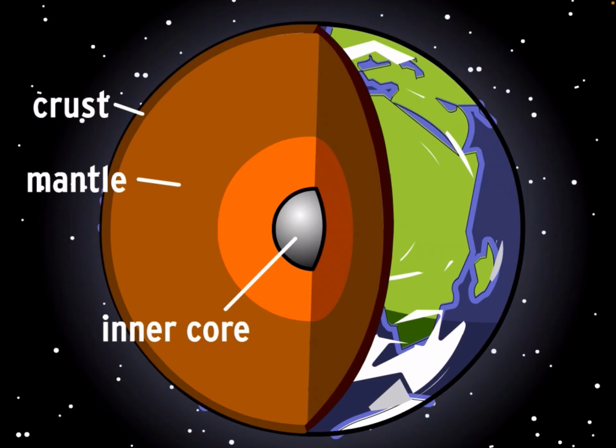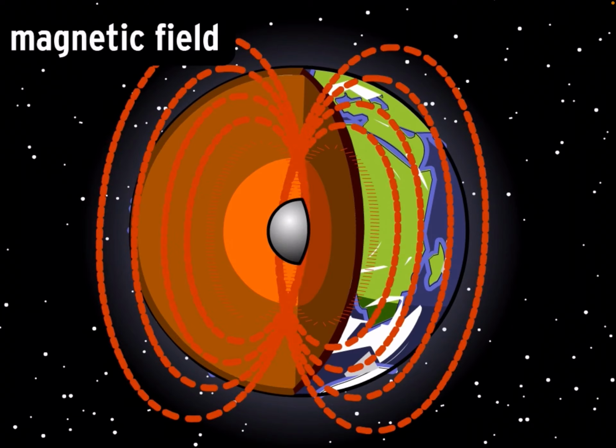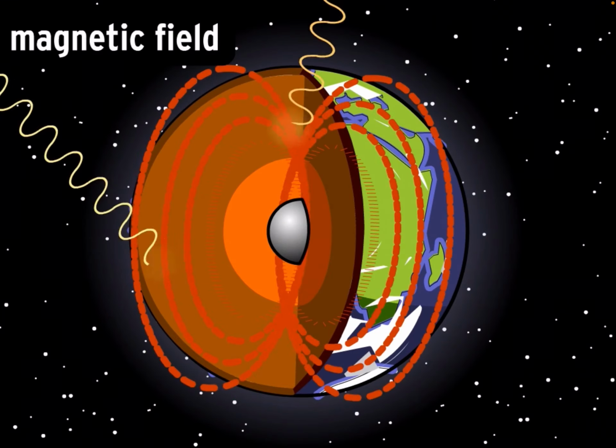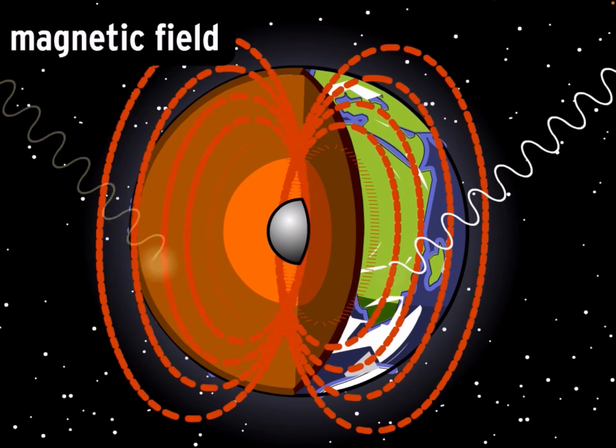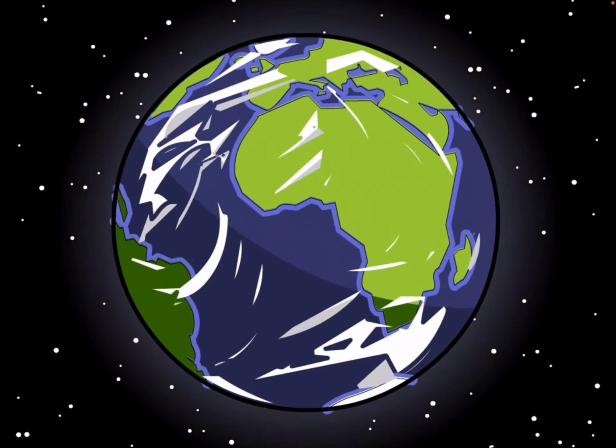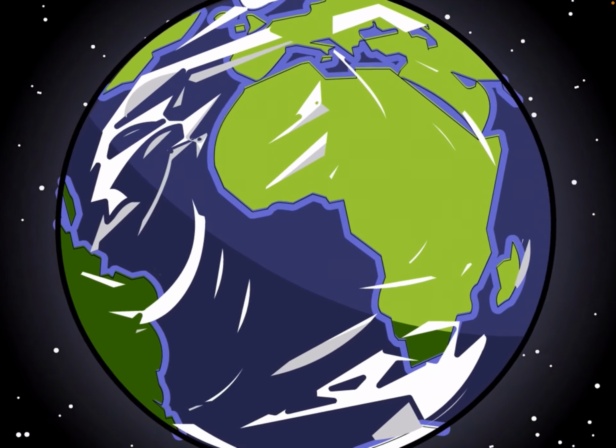Also, Earth has an iron inner core, and it's surrounded by a liquid outer core. Scientists believe that the magnetic field created by this liquid outer core shields the planet from dangerous cosmic rays and solar winds. Yeah, everything needed to support life came together on this one planet.